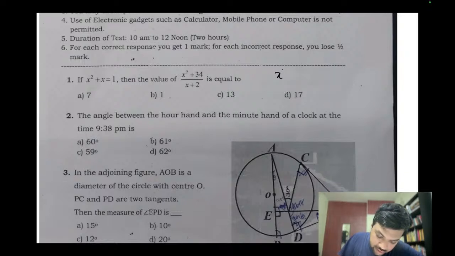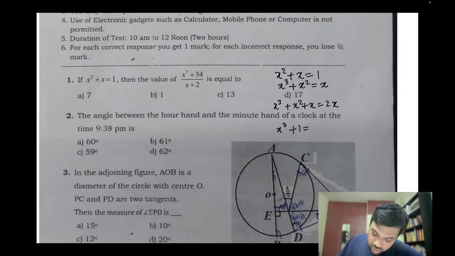Let me just see it again. So x square plus x is equal to 1. Multiply x again, you'll get x cube plus x square is equal to x, and x cube plus x square plus x is equal to 2x. Yeah, okay, fine. Now it's correct. X cube plus 1 is equal to 2x. So in other words, you get x cube is 2x minus 1. And once you get x cube is 2x minus 1, you can try to simplify this further.